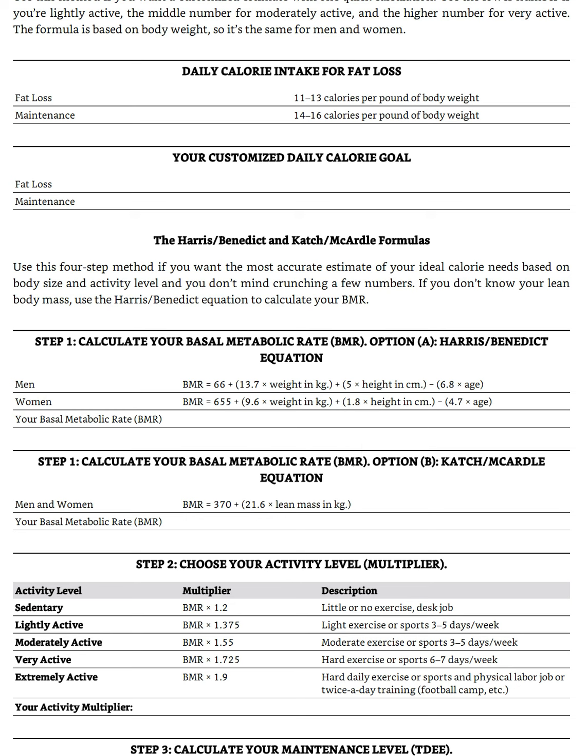So what we can see here is the Harris-Benedict equation for men and for women. That's the first step, is to determine your basic metabolic rate. Step 2 is to choose your activity level multiplier. And step 3 is to calculate your maintenance level, your total daily energy expenditure. I'm going to go over that in detail in the Excel worksheet that I created.